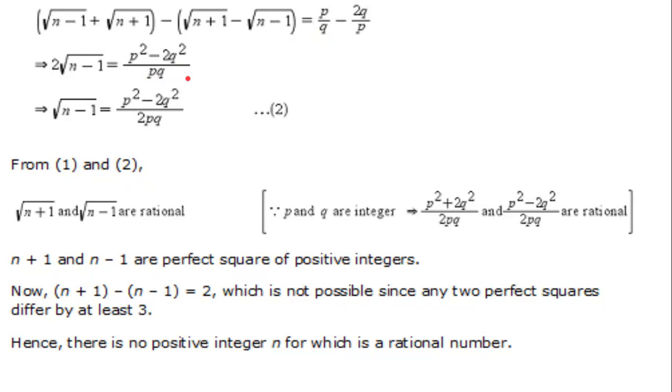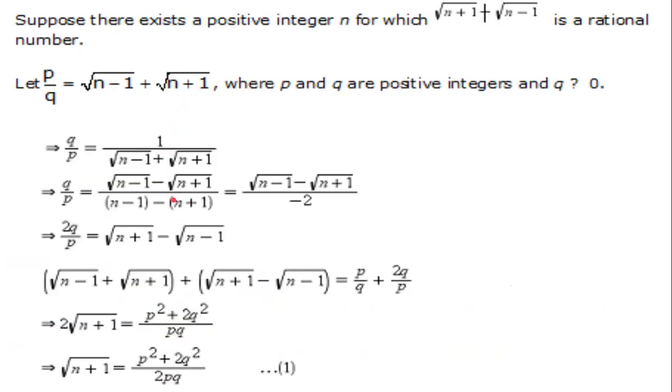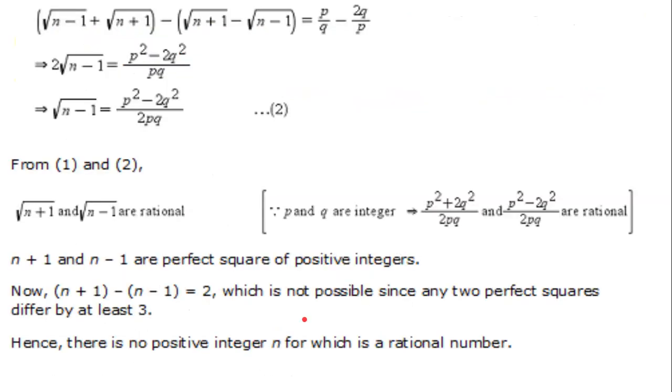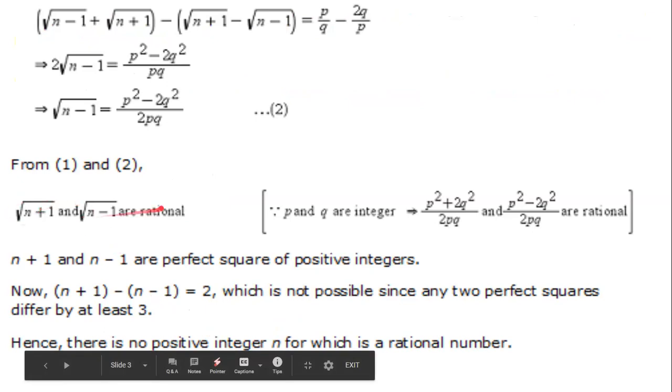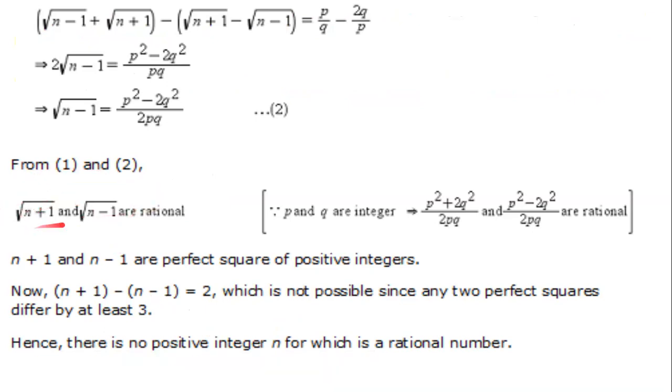We have done many more questions like that, and we already know that p and q are integers, and the subtraction of the squares of these two integers upon the multiplication of these two is always a rational number. So this right part is rational, and also in equation 1 we have this right part, that is also a rational number. So from 1 and 2 you can easily say that square root of n plus 1 and square root of n minus 1 are rational numbers.